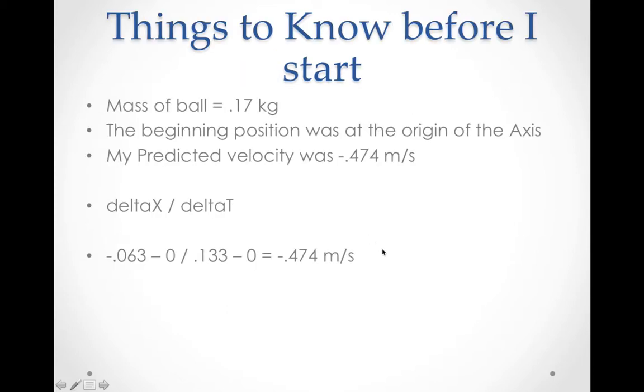Things you should know before I start. The mass of the ball was 0.17 kilograms. I weighed it. The beginning position was at the origin of the axis, which was 0, 0. My predicted velocity was negative 0.474. I got this using the points I will show you later on, which were negative 0.063 minus 0, because 0 was the starting time, divided by 0.133 minus 0, which is the amount of time elapsed.